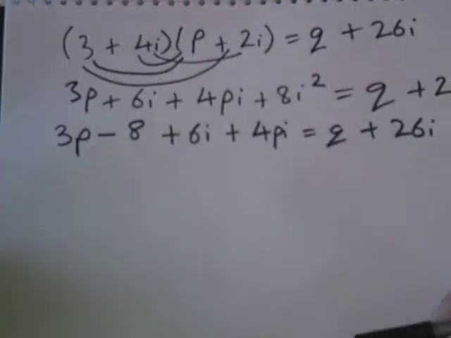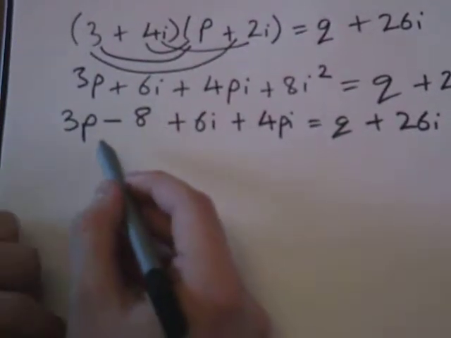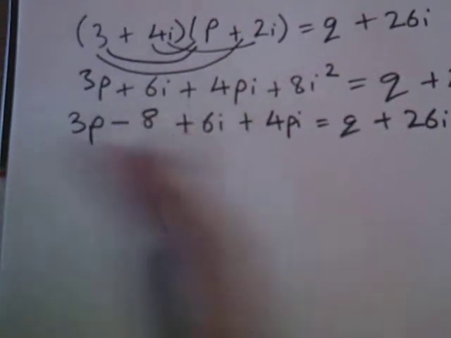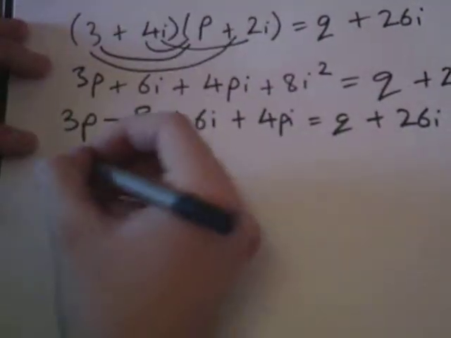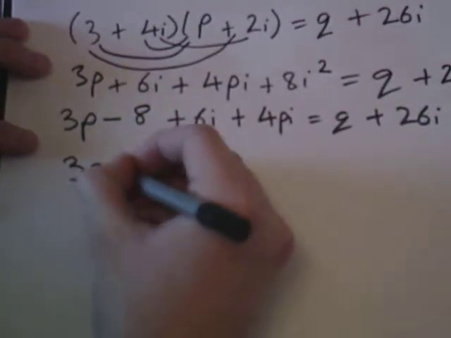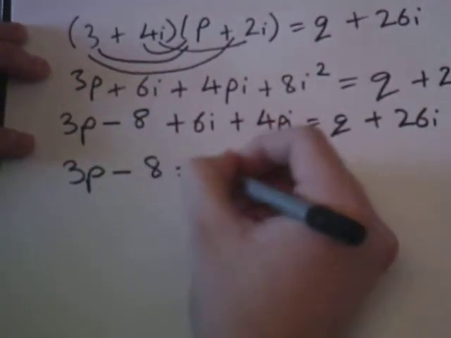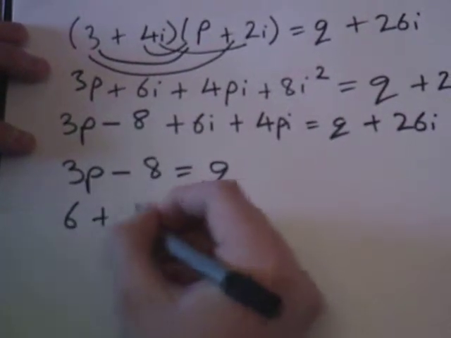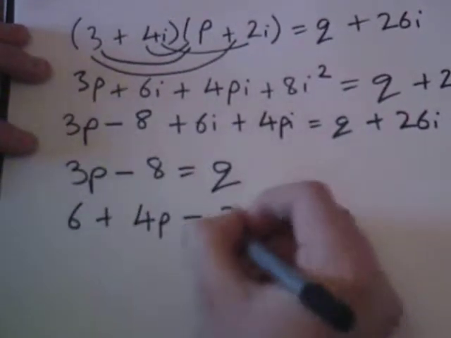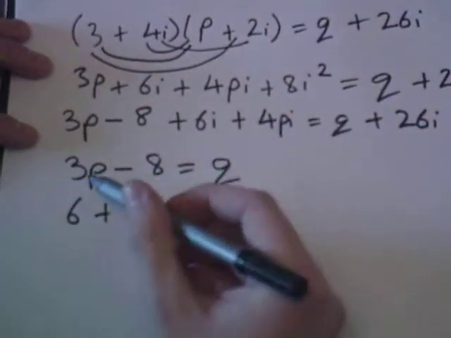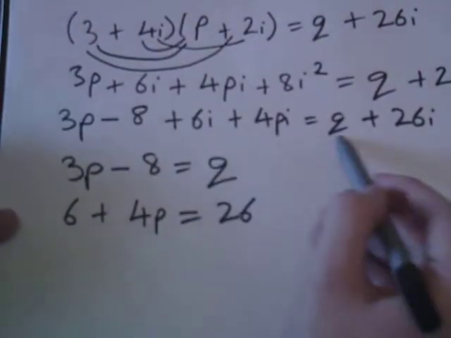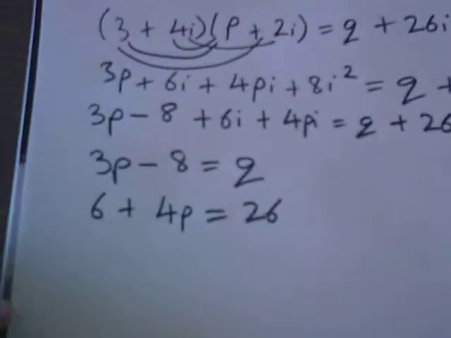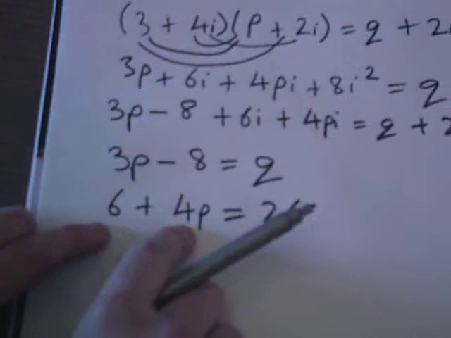So now what you do is equate the real parts and the imaginary parts, so you're going to compare them on either side. So I'm saying 3p minus 8 equals q, and then we have 6 add 4p equals 26. So I've compared the real parts of the equation and the imaginary parts of the equation. Notice I haven't included the i's because we already know that these terms are imaginary.